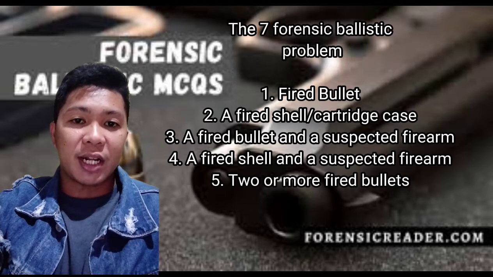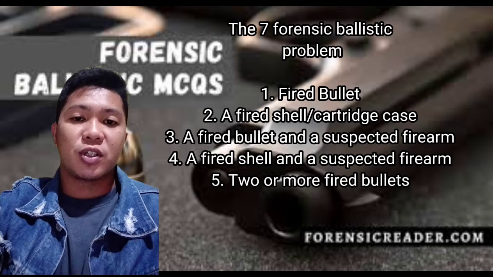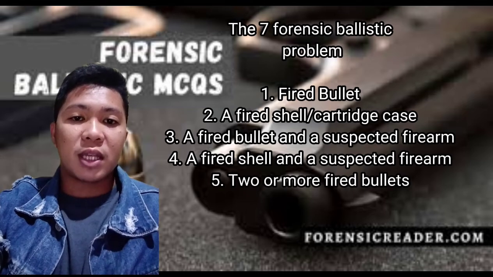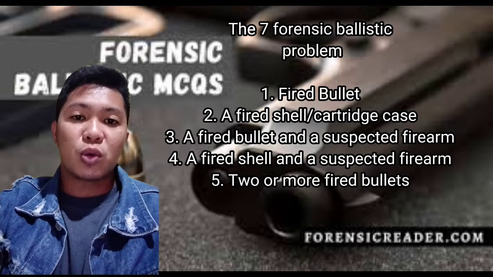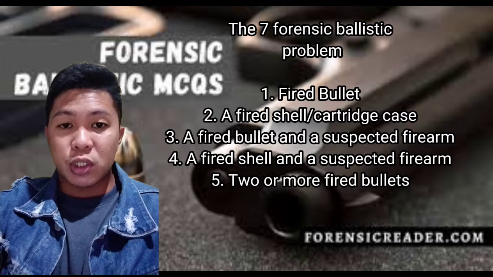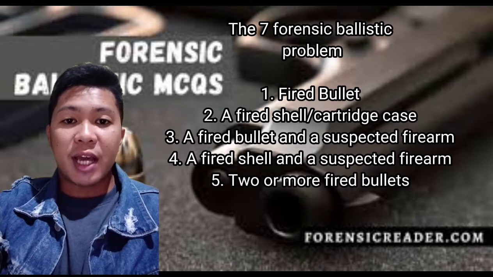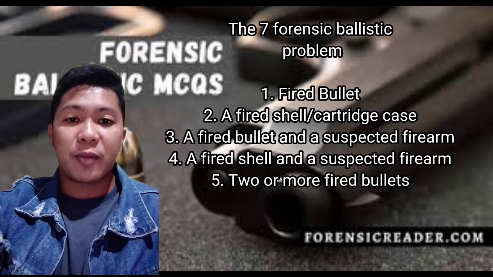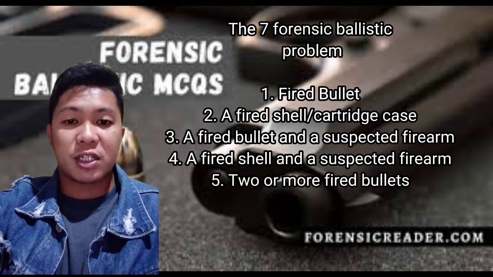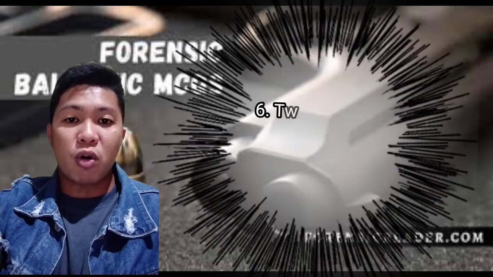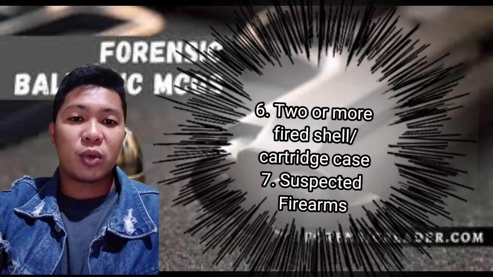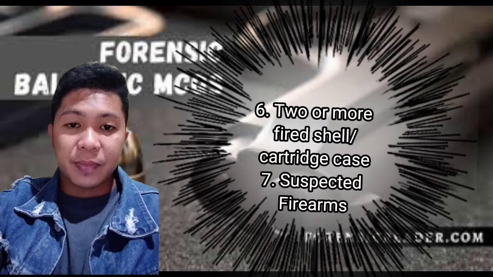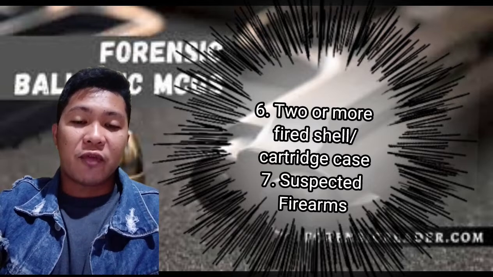Number 4, a fired shell and a suspected firearm, to determine whether or not the fired shell was fired from the suspected firearm. Number 5, 2 or more fired bullets, to determine whether or not they were fired from one and the same firearm. Number 6, 2 or more fired shells or cartridge cases, to determine whether or not they were fired from one and the same firearm.